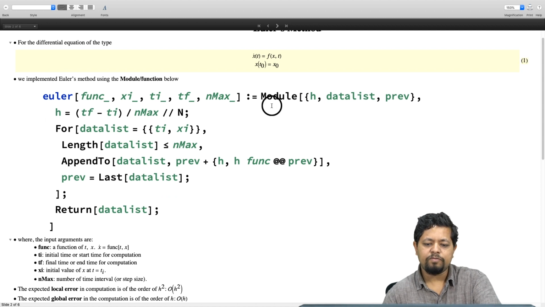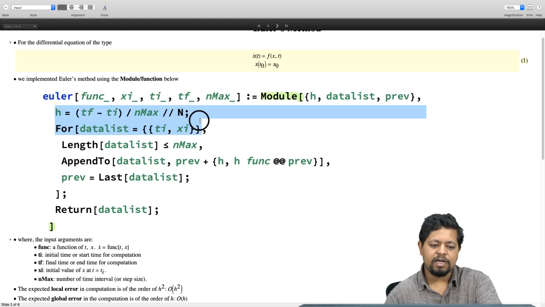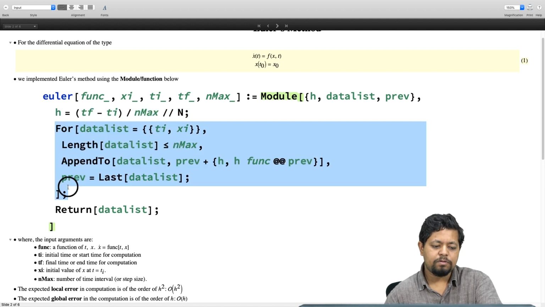We wrote down a for loop. We used the Module construct to construct a single function which has a bunch of inputs. The arguments of the function Euler that we defined were the function, the initial value of x, the initial value of time, the final value of time up to which we want to solve the differential equation, and the number of steps, which is n max. First we calculate h as tf minus ti over n max. Then we start our for loop, and in each step we calculate the next step for x.